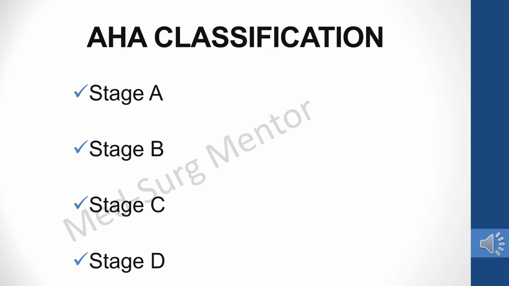Next is American Heart Association classification based on stages of heart failure. It is mainly divided into four: Stage A, Stage B, Stage C, and Stage D. In Stage A, the patient is at high risk for heart failure, but without structural heart disease or symptoms of heart failure. In Stage B, there is structural heart disease, but without signs and symptoms of heart failure.